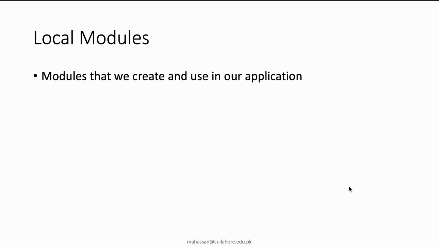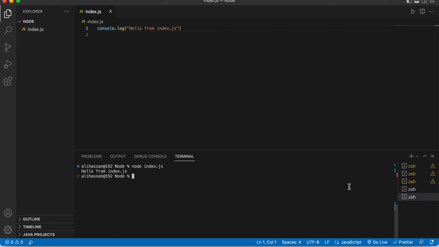Today we will be looking at the first type of modules, which are local modules. Local modules are modules that we create and use in our application. At this moment we have index.js with hello from index.js logged to the terminal. In the same file I'm going to add a function to find the sum of two numbers.